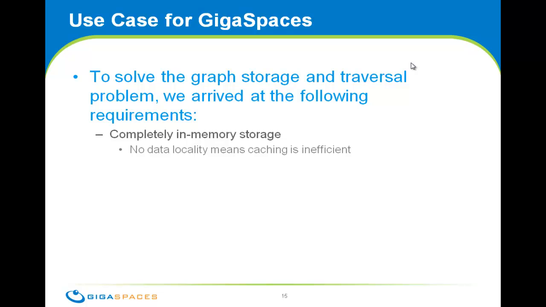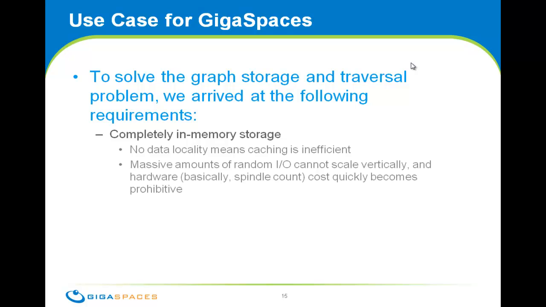Okay, we have no data locality. That means we can't really use a caching layer efficiently because the hit ratio is going to be negligible at best. We have massive amounts of random I/O, so we can't scale it vertically. Okay, hardware costs become prohibitive. Basically, whichever way you divide the data, you're going to run into a bottleneck in the hard drive spindle count. Okay, hard drives are both expensive and slow.